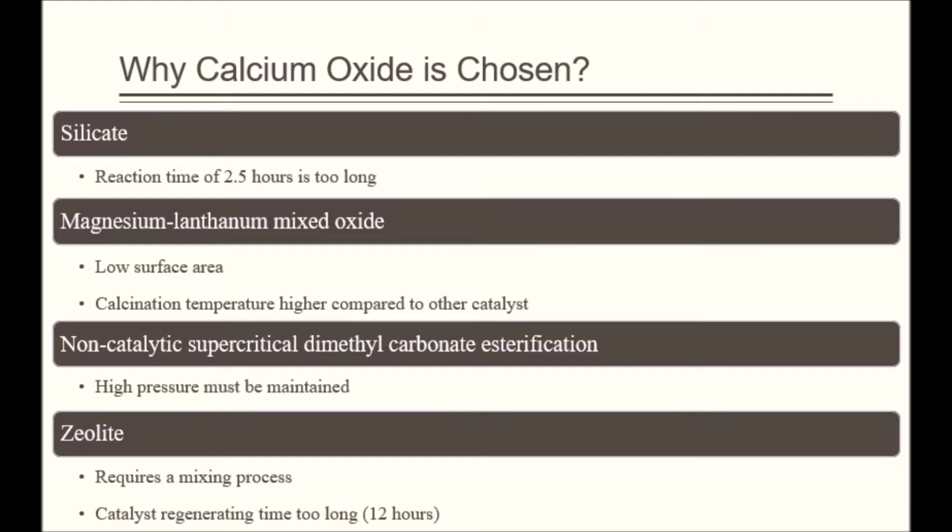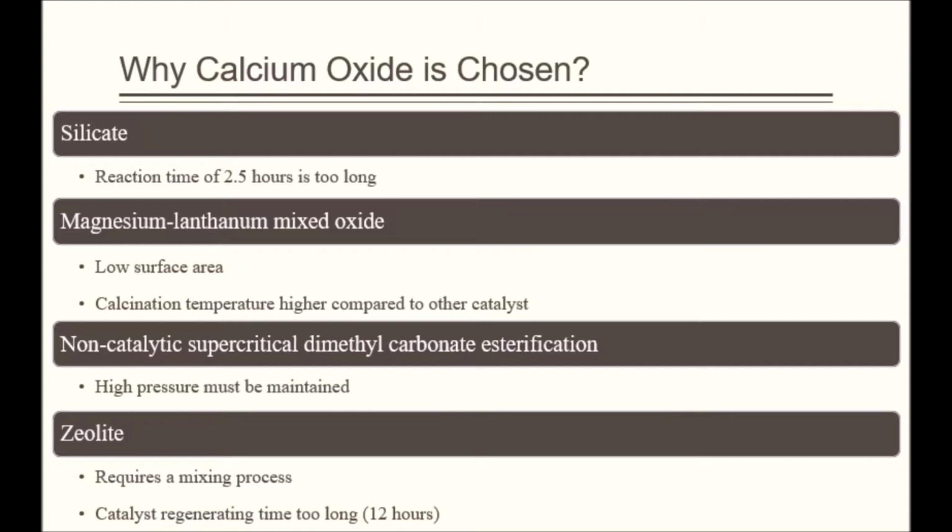Other than that, calcined sodium silicate as a non-toxic solid base catalyst has the advantage of low cost, high catalytic activity, and easy reusability. The reaction time of using sodium silicate catalyst is about 2.5 hours, which is longer compared to other catalysts, so the sodium silicate catalyst will not be selected.